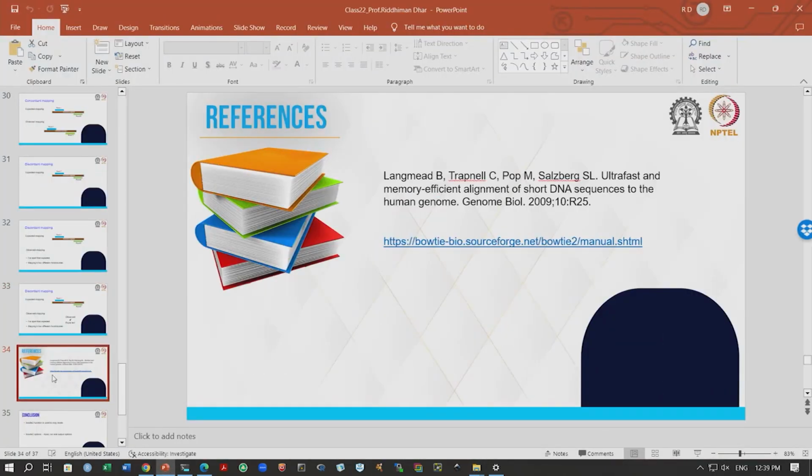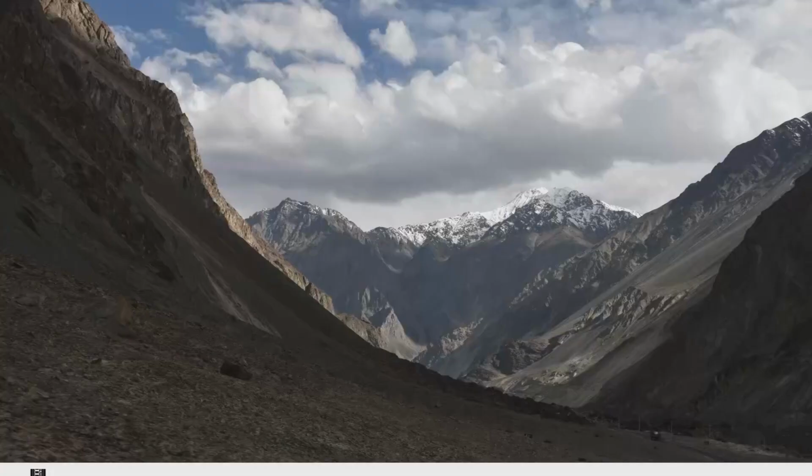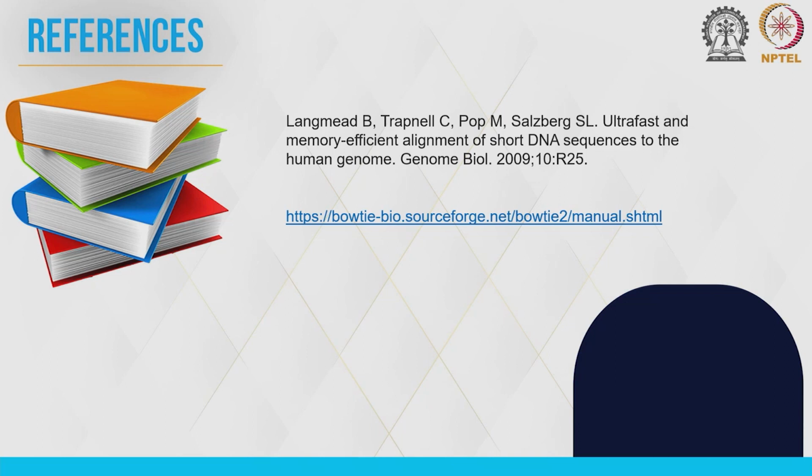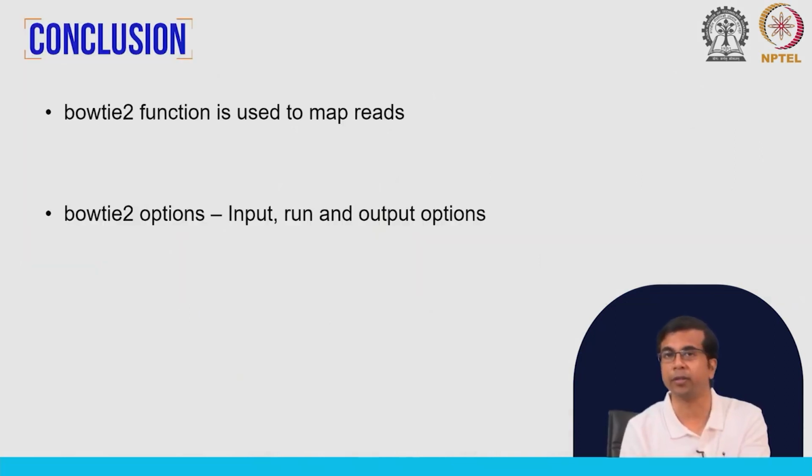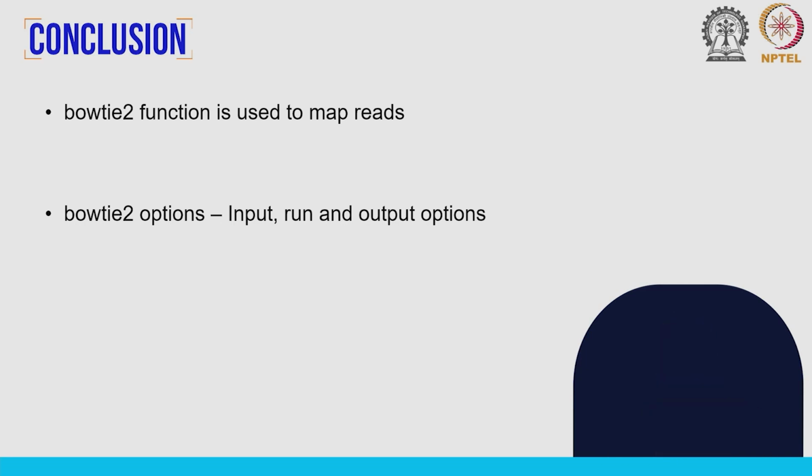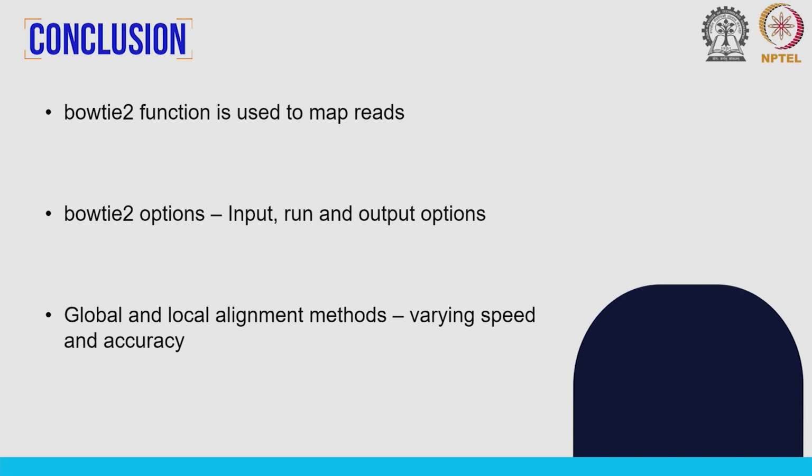Okay. So here are the references, the resources that we have used, and finally, to conclude: we have used the Bowtie2 function to map reads, and we have discussed these options in a lot more detail, but as we go along we will understand the utility of these options a bit more. We have also talked about the global and local alignment methods, and they have varying speed and accuracy. Again, we can implement them in the subsequent classes.